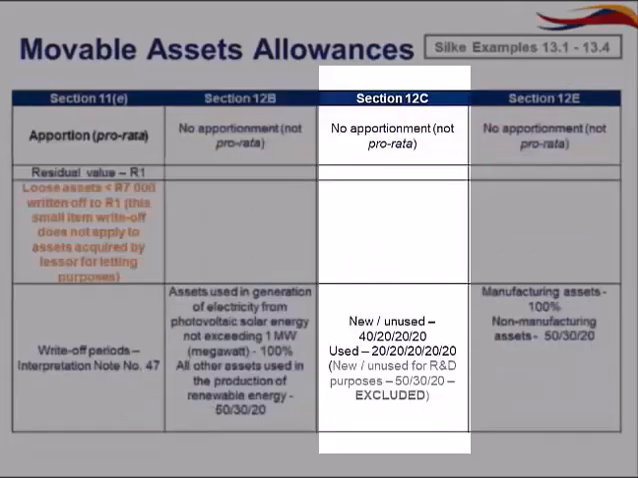We do not apportion 12C, so that's a big difference between 11E and 12C, is that we do not apportion. It is only applicable to new or unused manufacturing assets. We will get then the 40, 20, 20, 20. If it is previously used, we would get 20, 20, 20, 20, 20 for the 5 years.